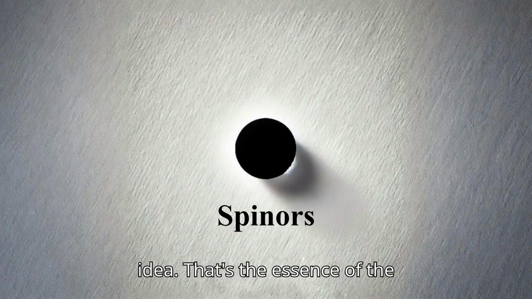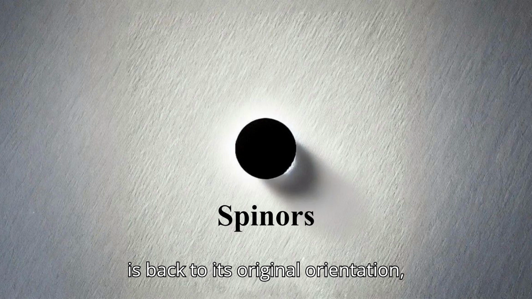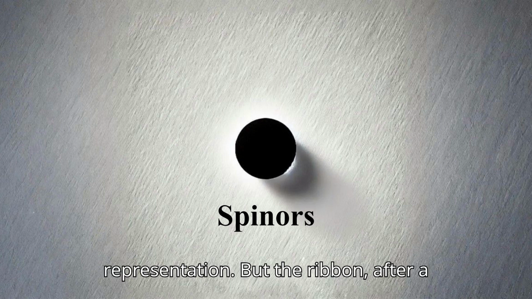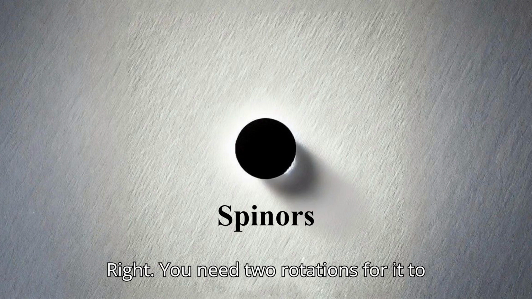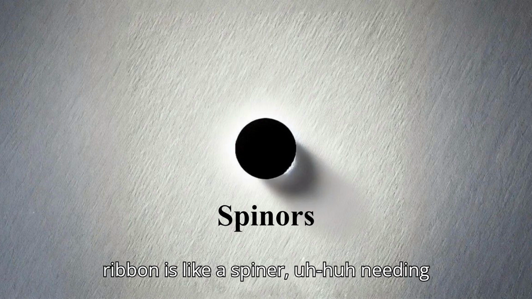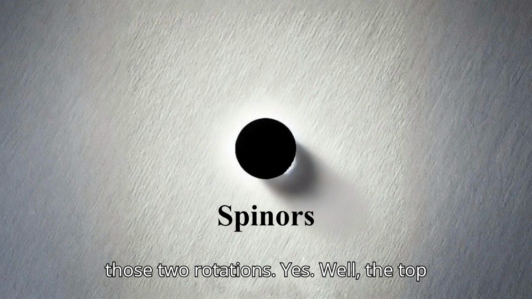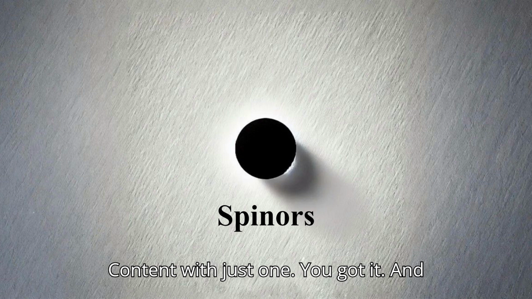That's the essence of the difference between those representations. The top itself, after a single rotation, is back to its original orientation. Right. That's a single-valued representation. But the ribbon, after a single rotation, is in a different state. Right. You need 2 rotations for it to go back to the start. That's a double-valued representation. So the ribbon is like a spinor, needing those 2 rotations. Yes. Well, the top is like a regular vector, content with just one. You got it.